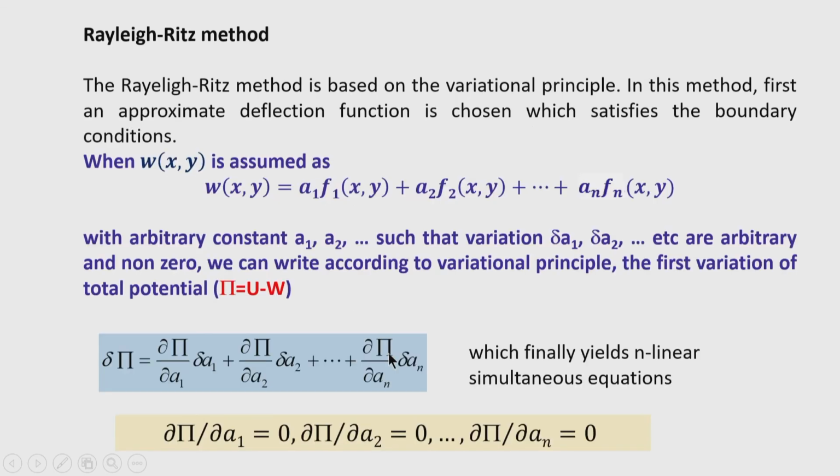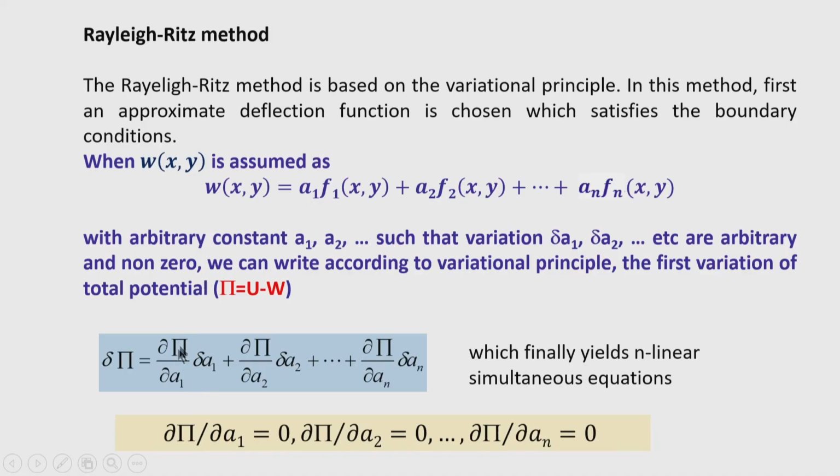Now, in the last class I discussed the Rayleigh-Ritz method. The Rayleigh-Ritz method was derived based on the variational principle, where we have seen that the first variation of the total potential is 0 if the system is in stable equilibrium. That means, if we find the strain energy and the work done by the external load, then we can form an expression for the total potential.